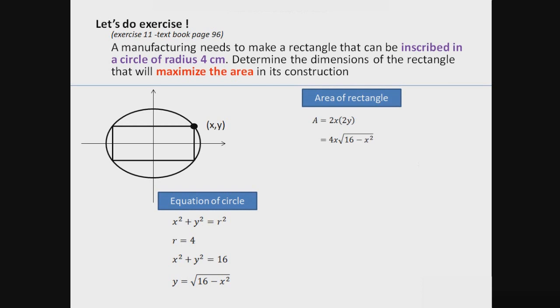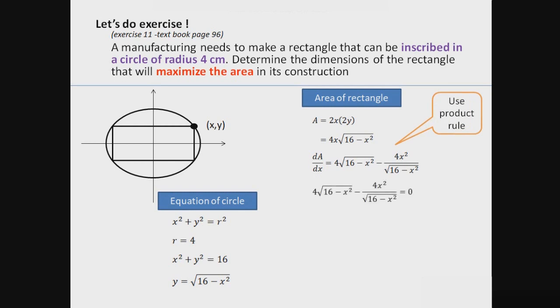And then we need to find the first derivative. Using the product rule, you still remember, right? Then we set the first derivative equal to 0 and solve for x. We get x is equal to 2.8284. At this point, we must know whether it's a maximum or minimum.